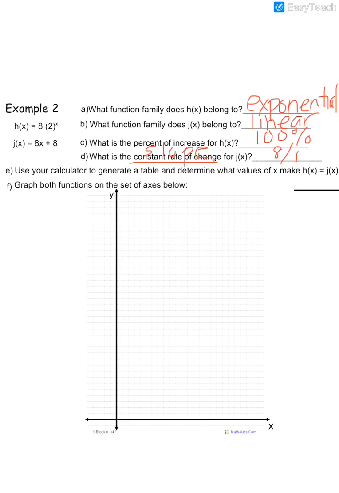Okay, so let's graph the exponential one first. So I'm looking at the graph, and I see it gets really close to 0, but doesn't touch it. Okay, so I'm going to start with -3, 1. And -1, 2, 3... -2, 2. And -1, 4. And 0, 8.